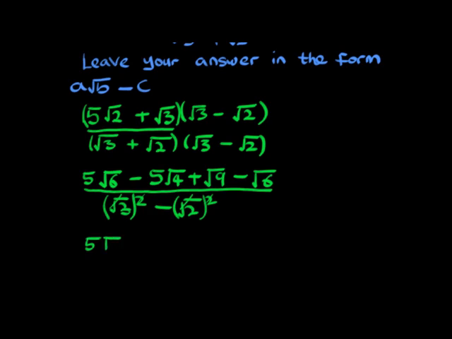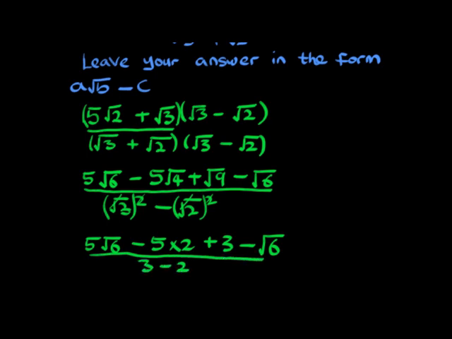5 root 6 now minus 5 times the root of 4, which gives us 2, plus the root of 9, which gives us 3, minus root 6. The root of 6 is an irrational number, so we leave it the exact same way it is. So at the denominator now we have 3 minus 2, and that will give us 1.